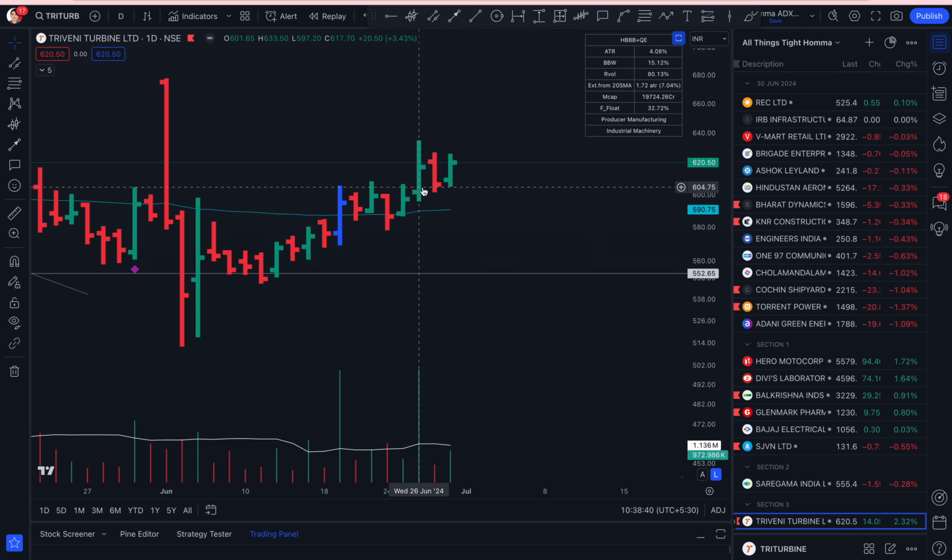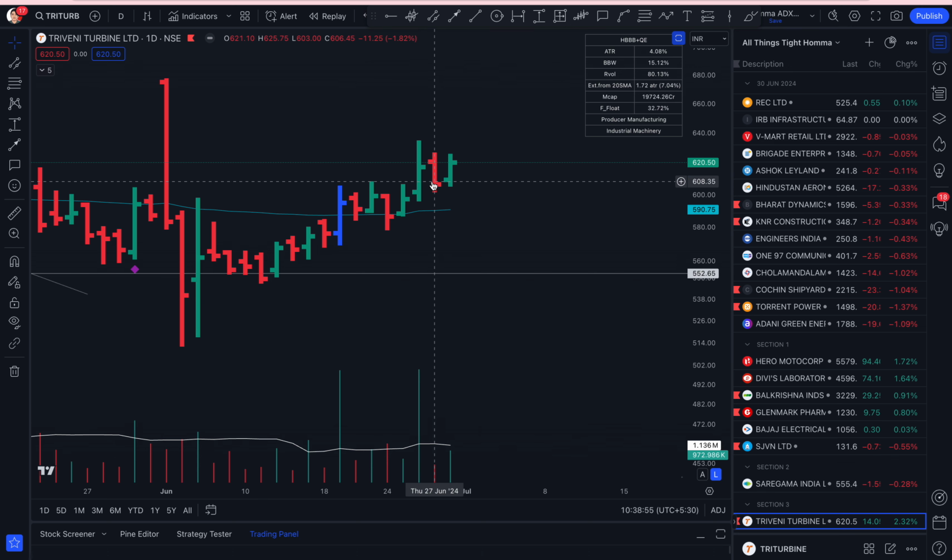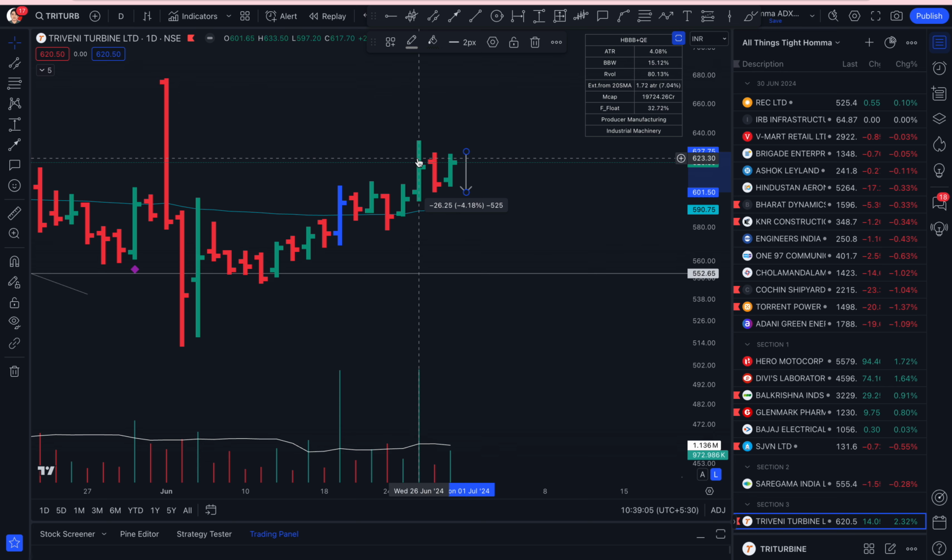Triveni Turbines had a 3.43% day here, and that was the 3.43%, but the daily range was about 6%. Okay, it swung 6% on that day. Now what happened the next day? It had a smaller range candle than the previous day, and the whole candle was housed inside this candle. So this is called an inside bar, and the previous candle is called the mother bar.